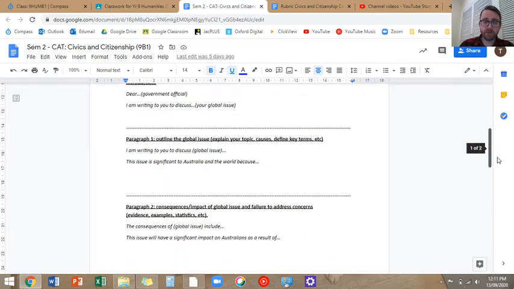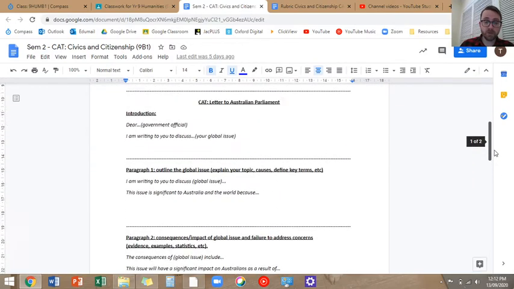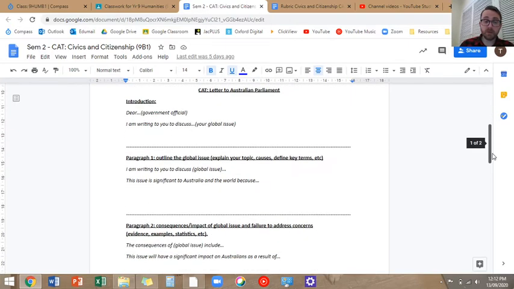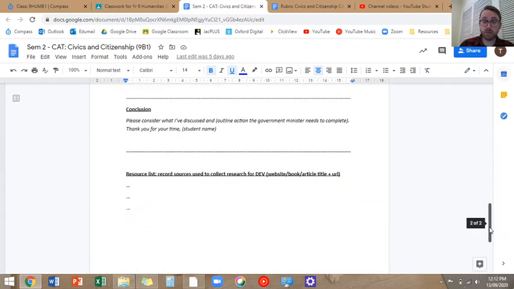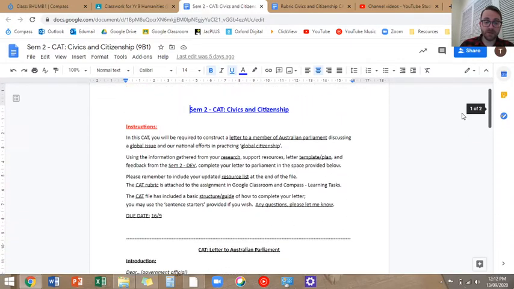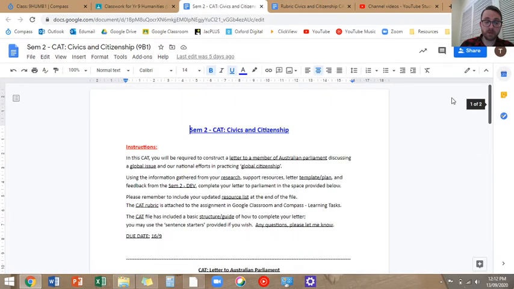Just like with the DEV, I've given you a really easy to follow structure, I suppose, for this letter, just so there's no confusion as to what you need to write, where you need to put it. You don't have to use that structure. It's being offered to you. If you'd like, you can. If you'd rather do your own thing, you want a bit of creative freedom, that's fine. That's just really there as a guide to help you with your letter.